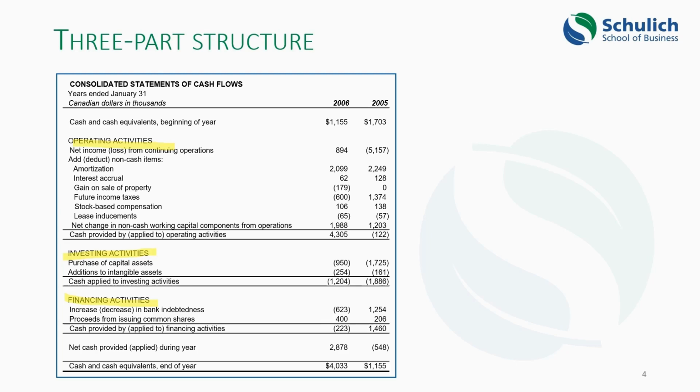Now, the basic format of the cash flow statement is to show positive numbers as cash coming into the company and negative numbers as cash going out. So that's what you're seeing here.